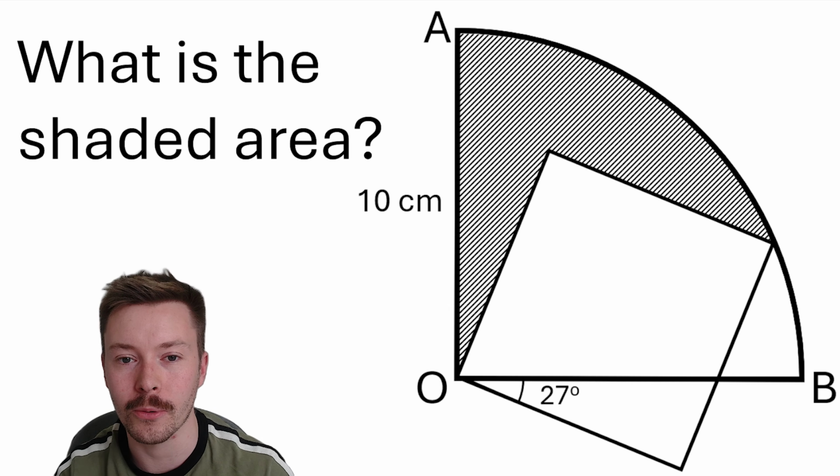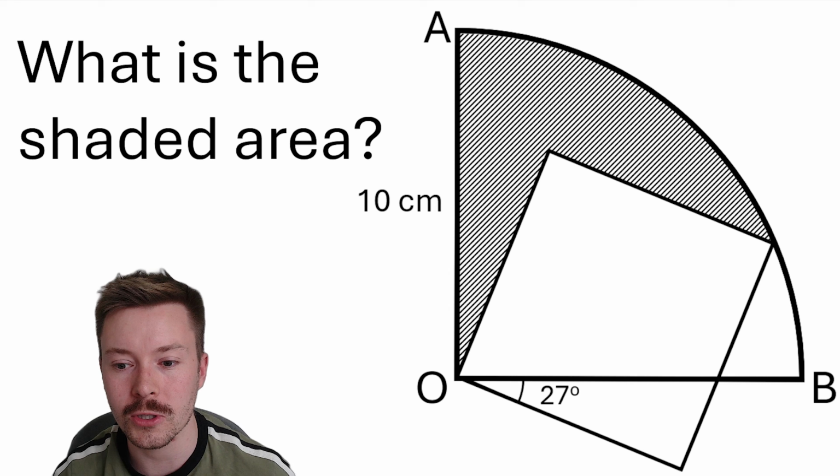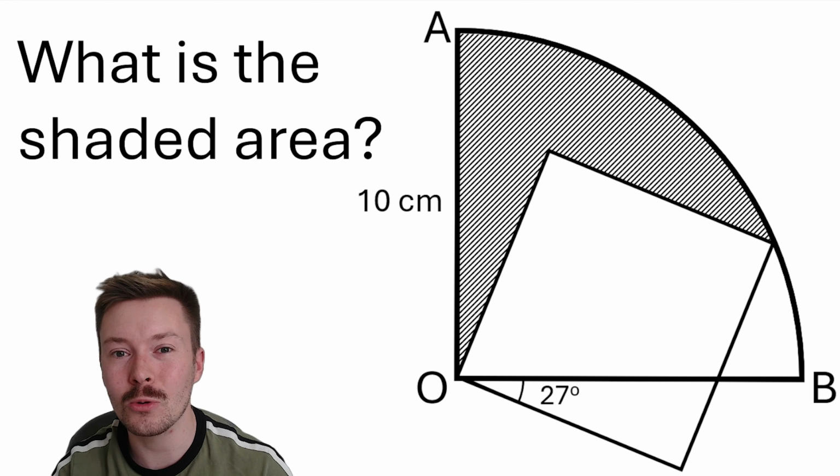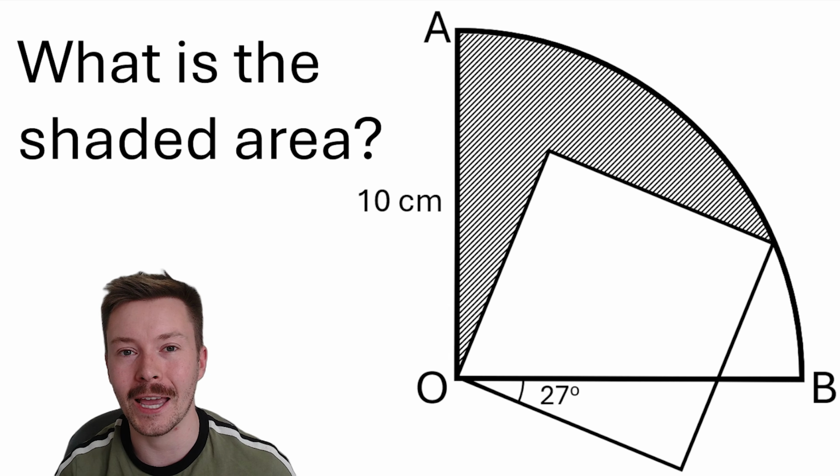Now, as you can see, there's an angle of 27 degrees between the bottom left side of that square and the bottom side of the perimeter of the quarter circle. The radius of the quarter circle is 10 centimeters. Can you solve this problem and work out the shaded area?